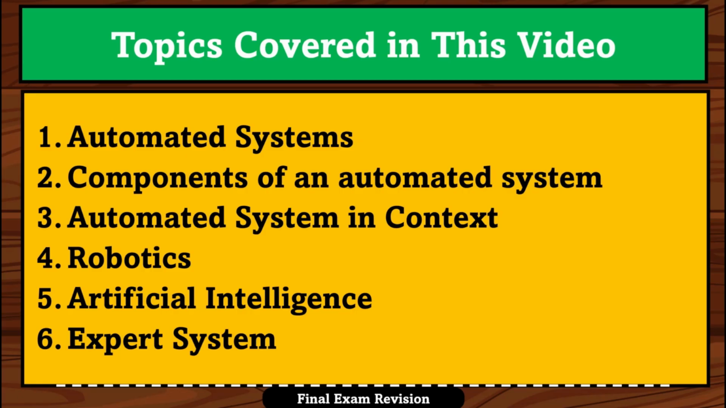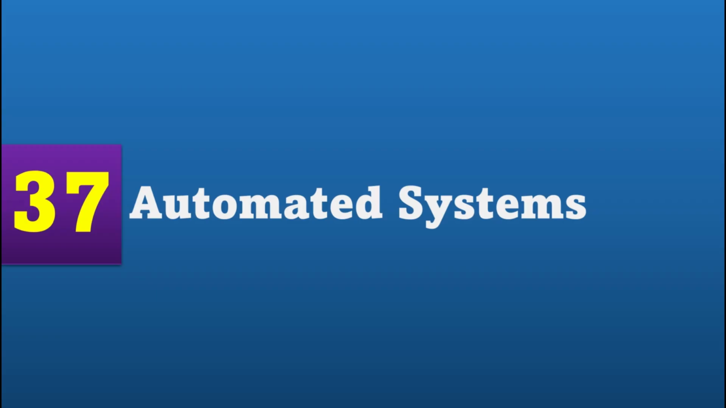In this session, we'll be reviewing past paper questions on key topics such as automated systems, components of an automated system in context, robotics, artificial intelligence, and expert systems. So let's get started. Topic 37, automated systems.